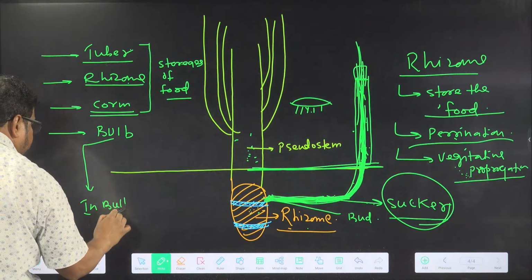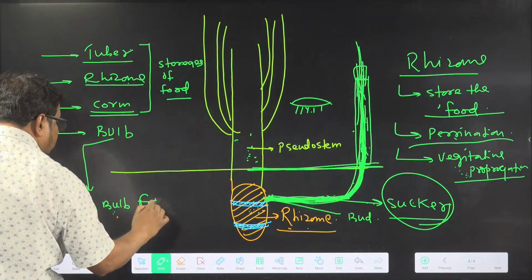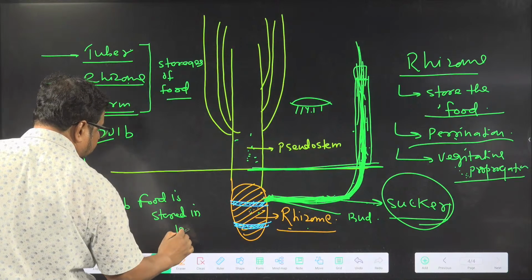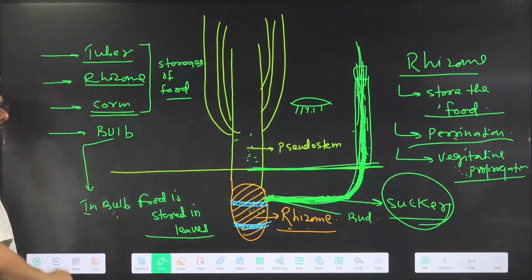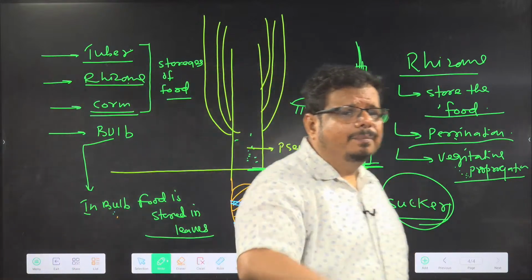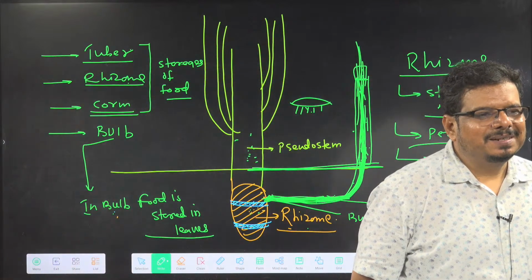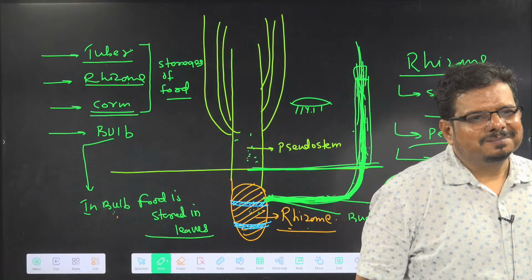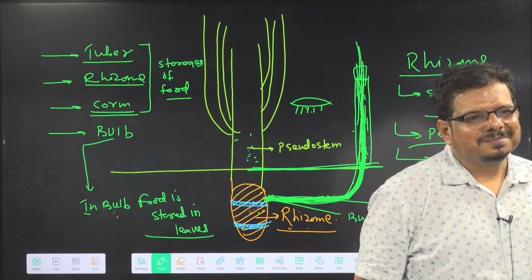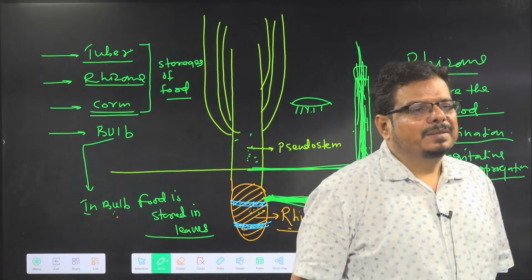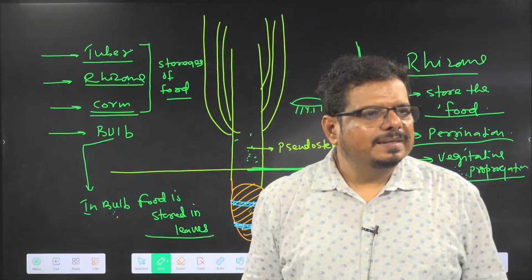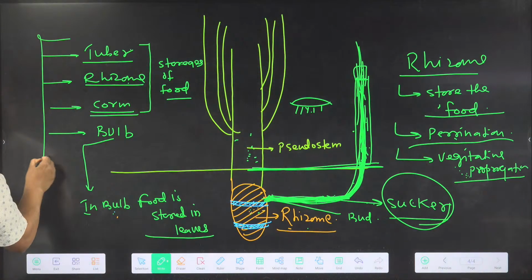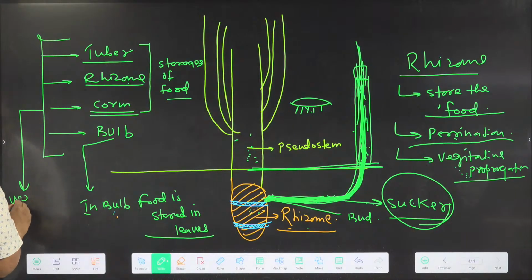But in bulb, food is stored in leaf. Got the idea? So who is helping in perennation in bulb? Stem or leaf? Leaf. Because food is stored in the leaf. Getting the things or not? And all 4 are used in which one? All 4 have the power of doing which job? Vegetative propagation.